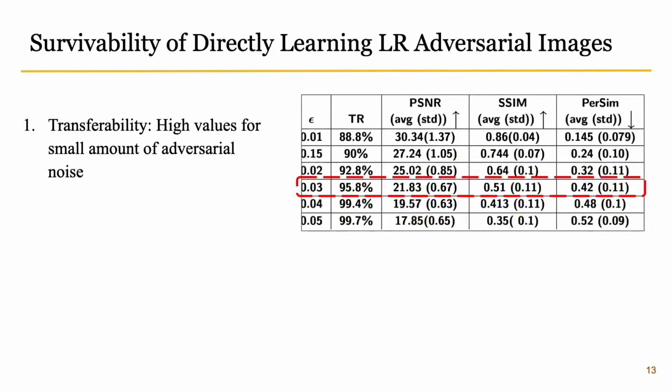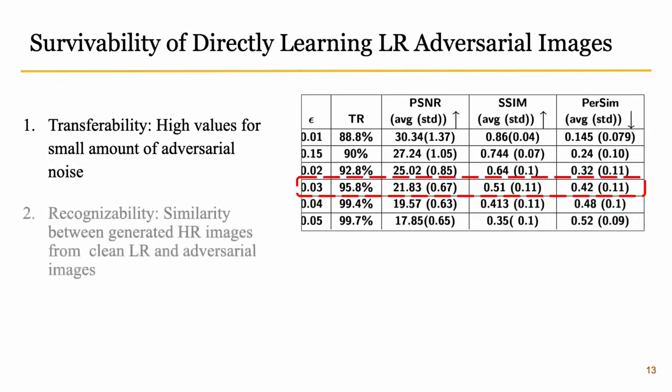Also, we evaluate our second approach for generating low resolution adversarial images, which is directly learning low resolution images on a small CNN. In this scenario, a user needs to train a small CNN to learn adversarial low resolution images. As is shown in this table, for a small value of epsilon like 3%, the transferability is high, more than 95% for a black box scenario. Also, the figure at the bottom shows that super resolved images are recognizable.